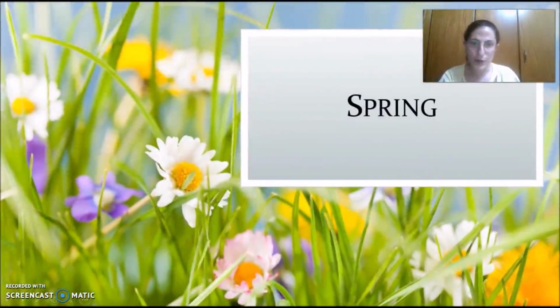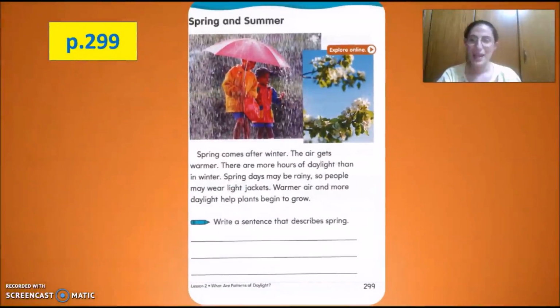We're going to start with the spring section. What do you guys observe in this picture? Excellent, we could observe that the flowers are starting to blossom, and we know that the flowers start to blossom during the spring season. Let's open our books to page 299.